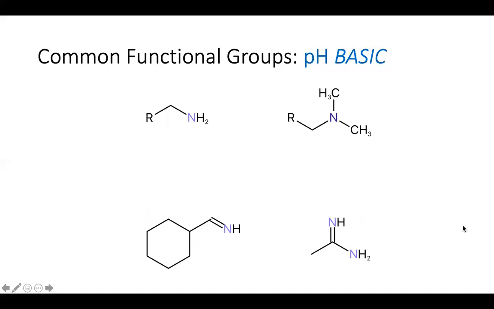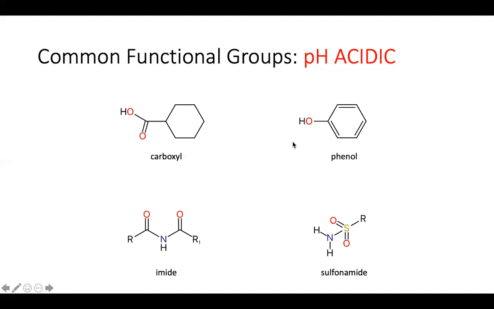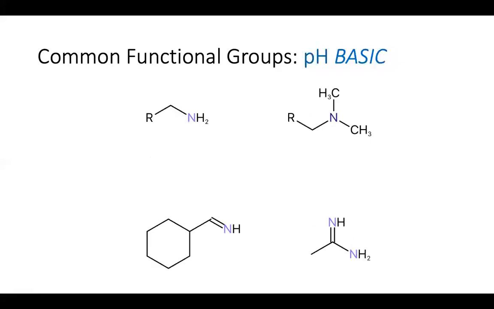Here are the basic groups. Let's go back. We'll see that in a lot of those pH acidic groups, we have those oxygens. In the basic groups, we have a lot of the nitrogens. Just something to point out. So primary, we have 1 carbon coming off of the amine. Tertiary, we have 3 carbons coming off.